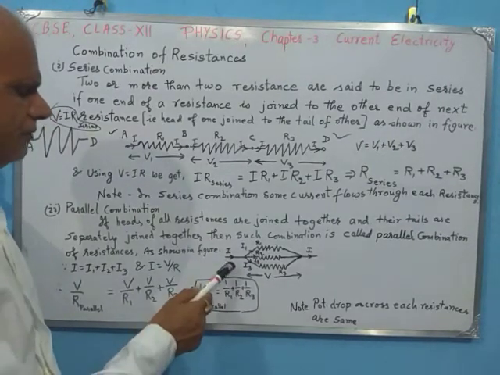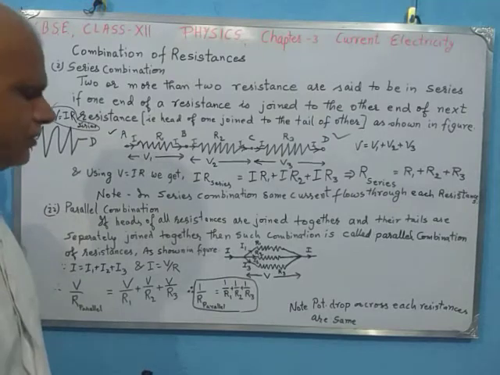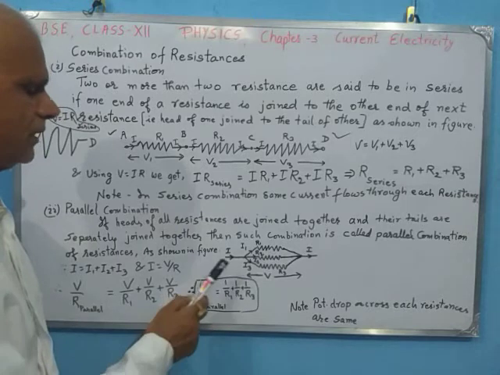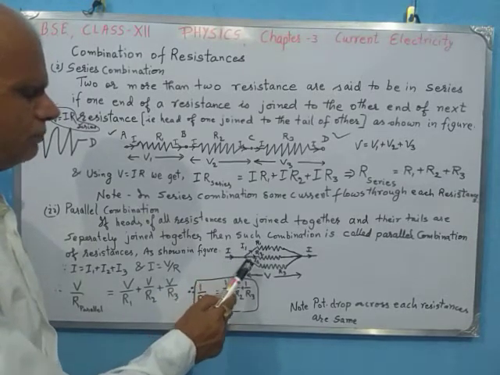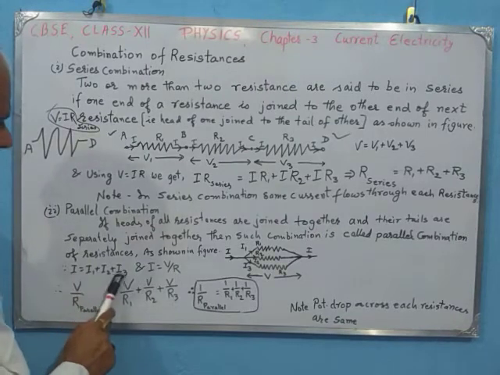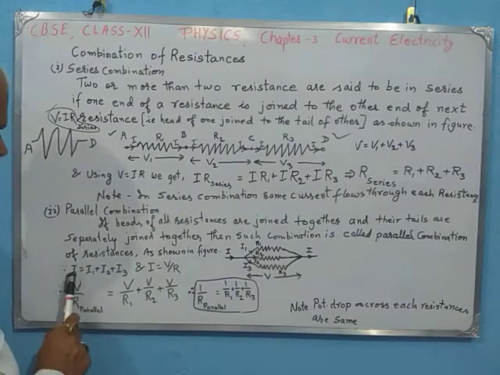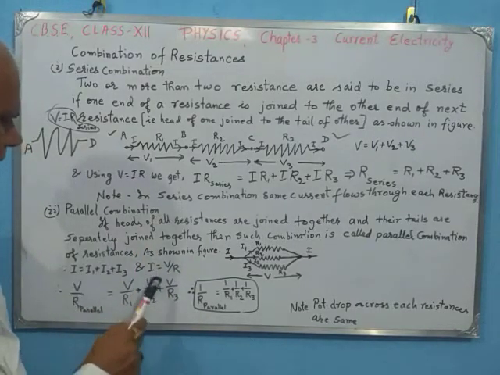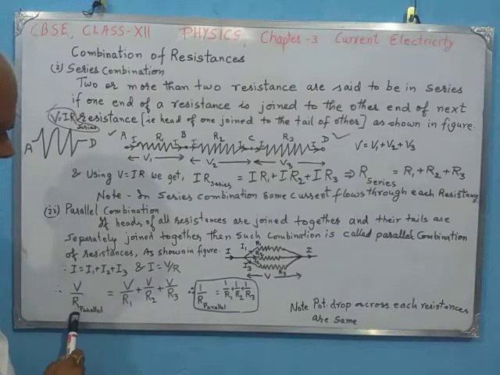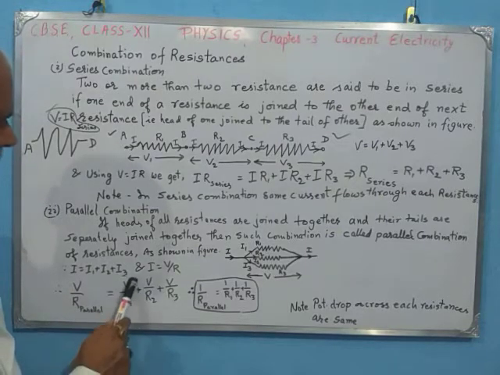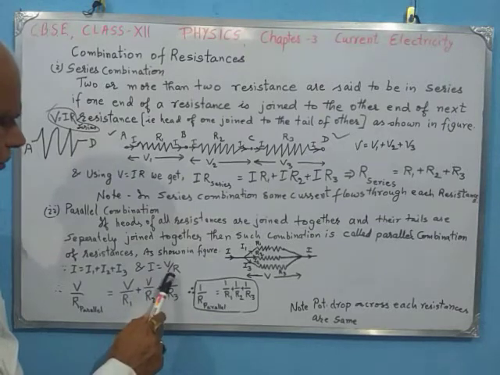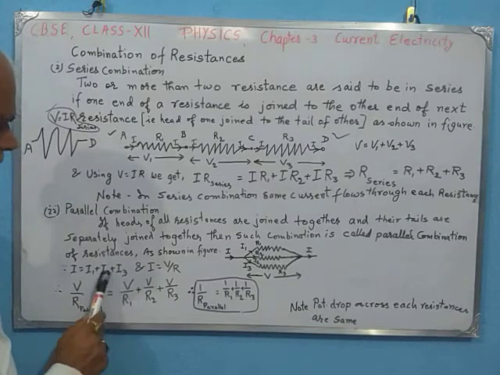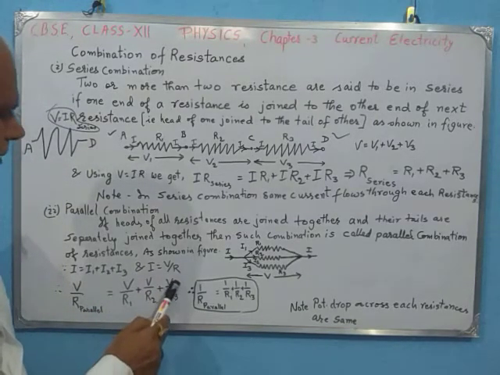So therefore we can very well write, according to the principle of conservation of charge, that charge flown per second will also be conserved, that means current will be conserved. So I is equal to I1 plus I2 plus I3. Now using the relation V is equal to IR, that is I is equal to V by R, we can write V by R parallel is equal to V by R1 plus V by R2 plus V by R3, because for I1 we can write V by R1, for I2 we can write V by R2, and for I3 we can write V by R3.